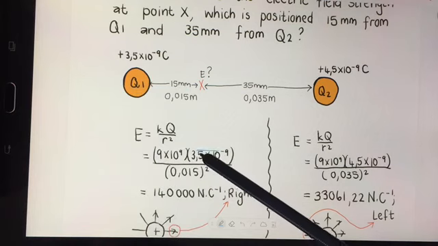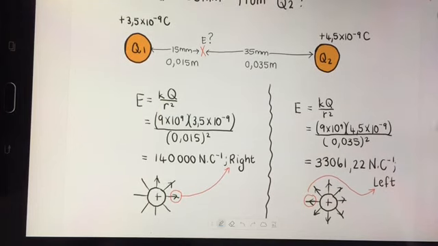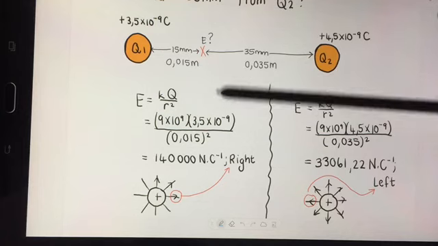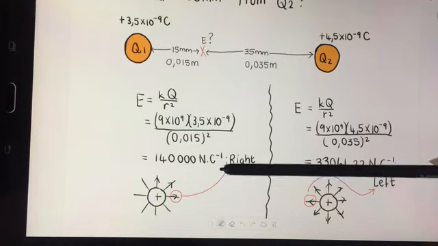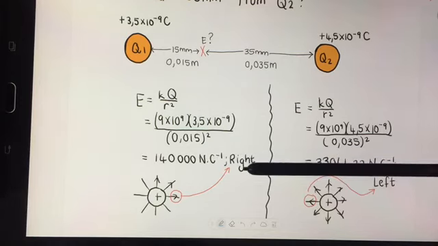So this is the formula that I am going to use. E is equal to KQ over R squared. K is Coulomb's constant. The charge, and I don't write down the sign, is going to be 3,5 times 10 to the power of negative 9. And the distance is the 0,015, which I must remember to square. And this is the answer that I get. And the unit for electric field strength is newtons per coulomb.